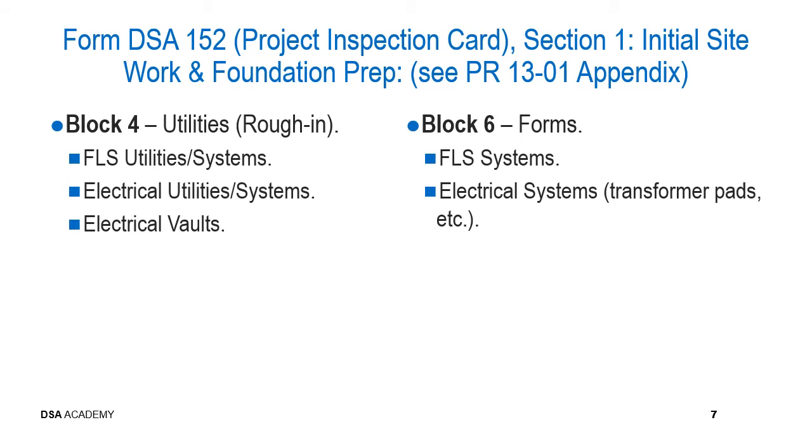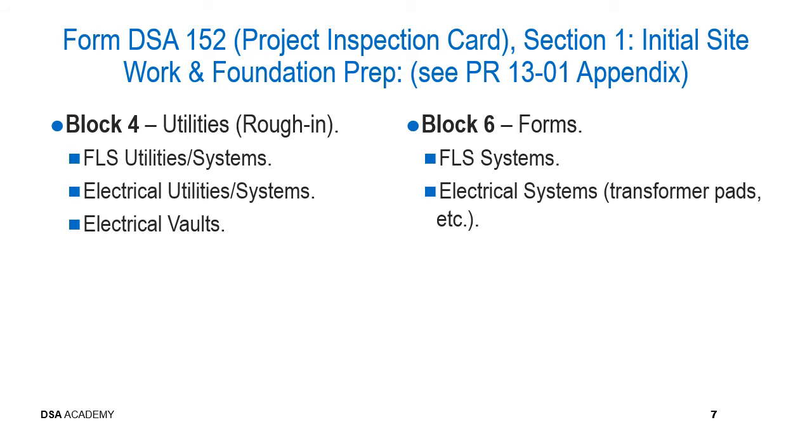There are some sections on this form that may be utilized by project inspectors while they're inspecting electrical construction. Specifically in Section 1, which is titled Initial Site Work and Foundation Prep, there may be some blocks that the project inspector will be required to indicate their initials, identifying completion of inspections.